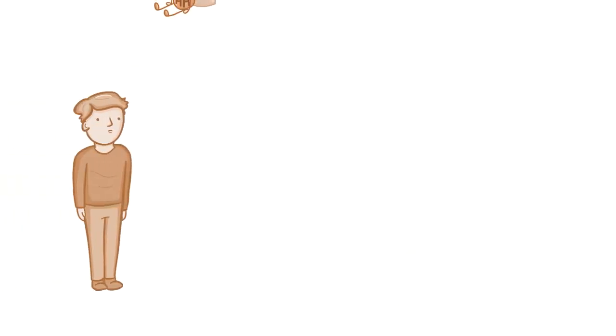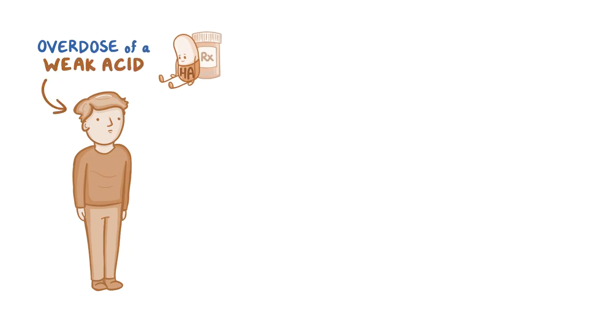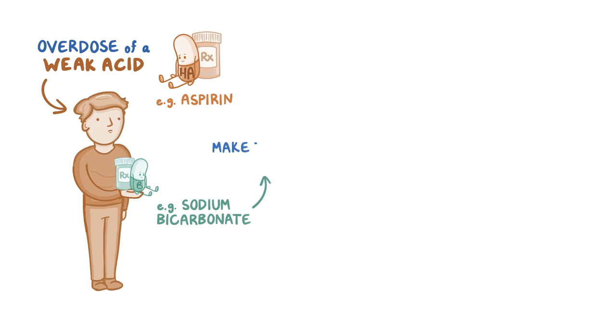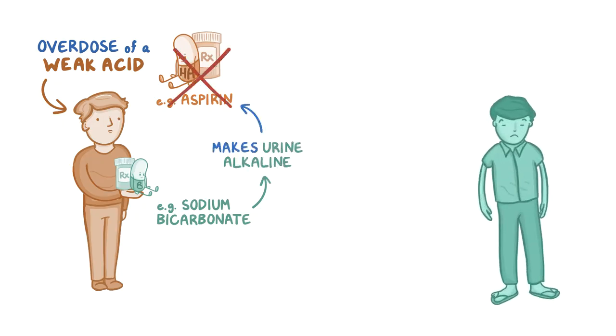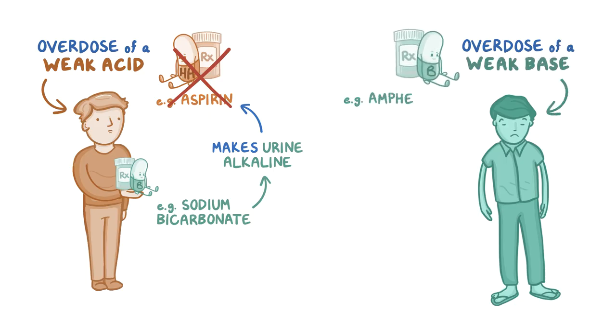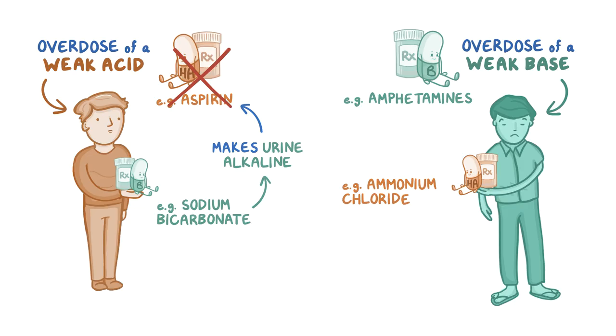The practical point in this is that an individual presenting with an overdose of a weak acid, like aspirin, can be given a base, like sodium bicarbonate, which makes the urine alkaline and helps get rid of aspirin. Likewise, overdose of a weak base, like amphetamines, can be treated by acidifying the urine with ammonium chloride.